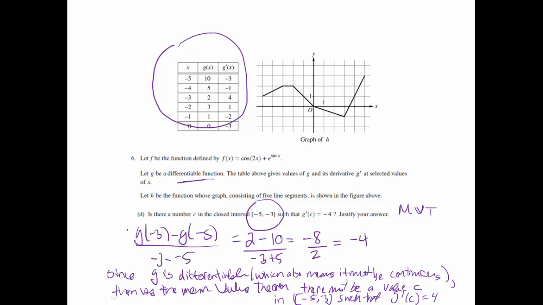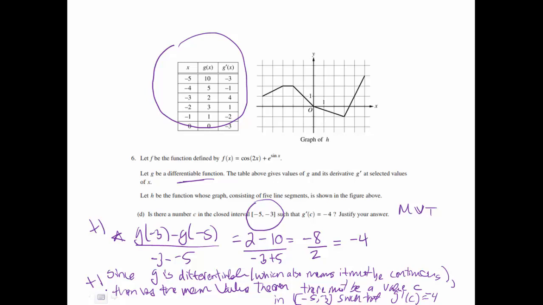I don't need to mention this part up here because I've already shown a lot of nice work for it. So since g is differentiable, which also means it must be continuous, then by the mean value theorem, there must be a value c in the interval from negative 5 to negative 3 such that the derivative is equal to negative 4. Okay, we're going to get 2 points for that. If I found that average rate of change, I'm going to get 1 point for it. And then if I was able to justify my answer, I get that last point.